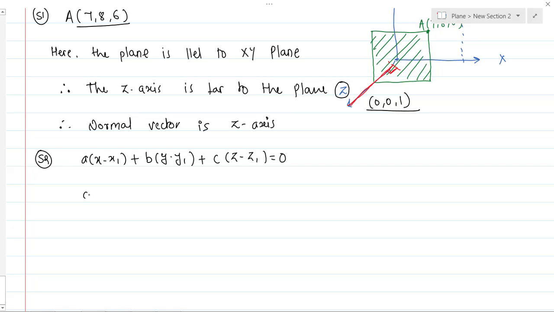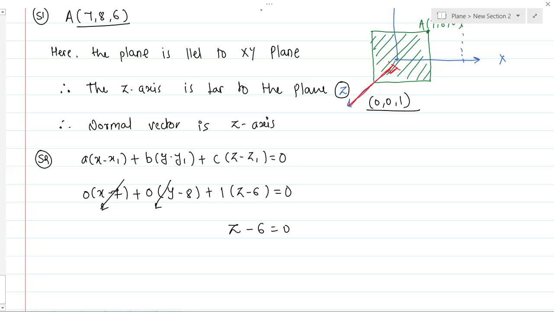Okay, so it's 0 into (x minus x1), which is 7, plus 0 into (y minus y1), which is 8, plus c is 1 into (z minus 6), equals 0. So these both terms become 0. So the equation of the plane is z minus 6 equals 0. This is the required equation of the plane.